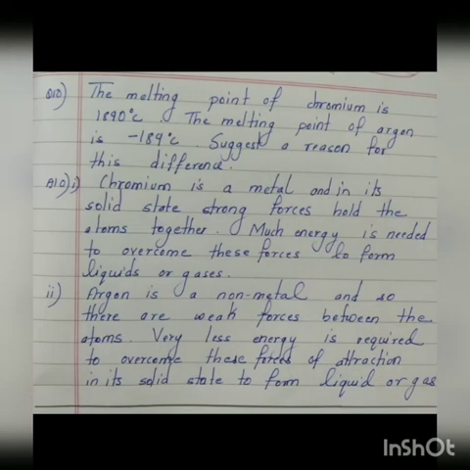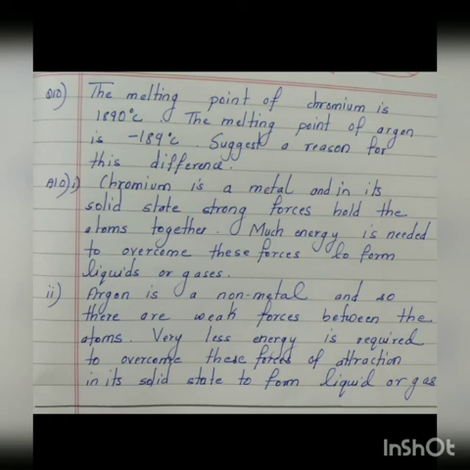Then question number 10. The melting point of chromium is 1890 degrees Celsius. The melting point of argon is minus 109 degrees Celsius. Suggest a reason for this difference. So, chromium is a metal, and in its solid state, strong forces hold the atoms together. Much energy is needed to overcome these forces to form liquids or gases.